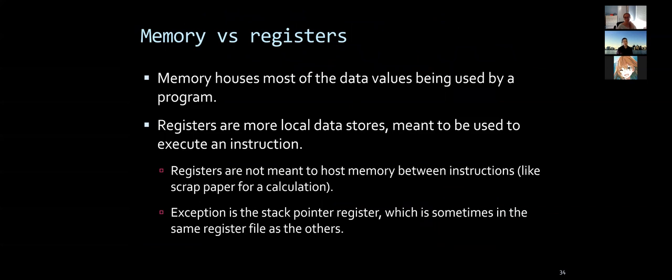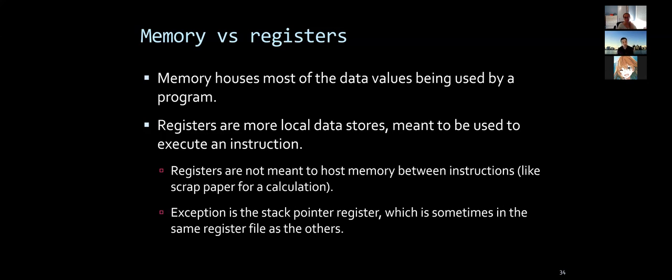Okay, memory versus registers. So memory houses most of the data values being used by a program, and registers are more like a local data store, to be honest, meant to be used to execute an instruction. So remember why I really need it to be that fast? Because when I do an add, I want 2 registers being readily available. So as soon as I'm ready to do an add, I want both parameters to arrive at the same time. Again, if my add takes 1 or 2 cycles and my register is going to take 10 cycles, that's going to kill the whole purpose, right? I'm going to forever wait for these 2 parameters.